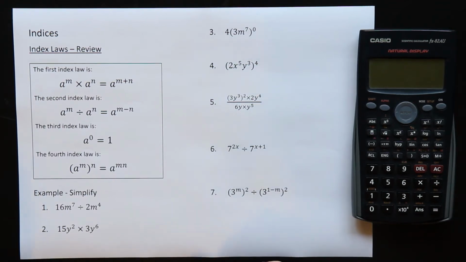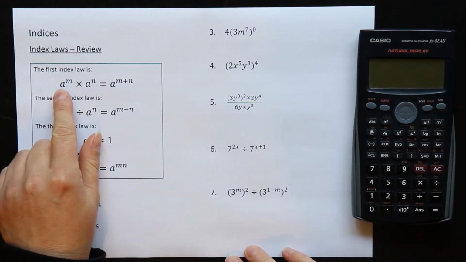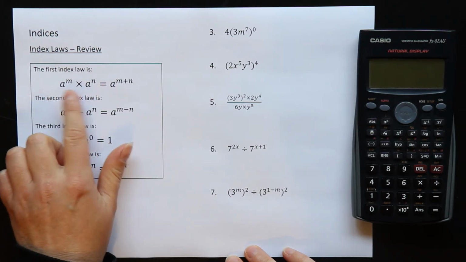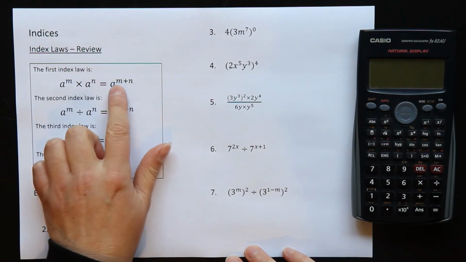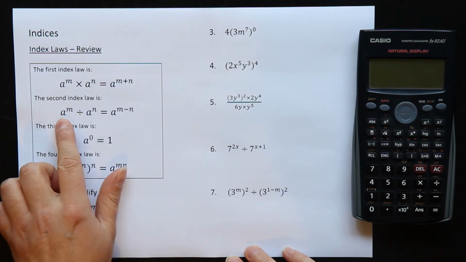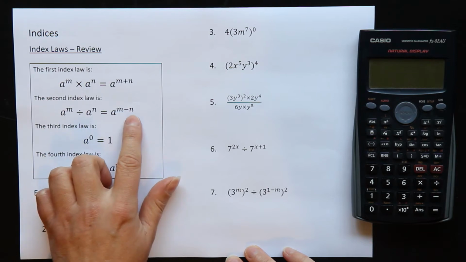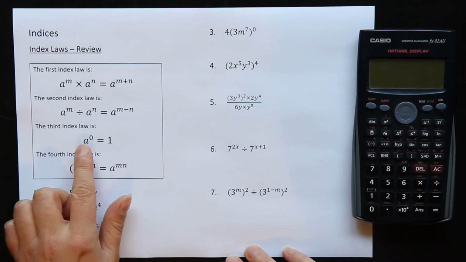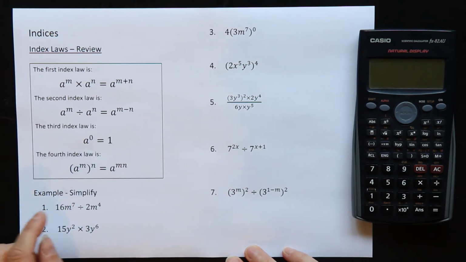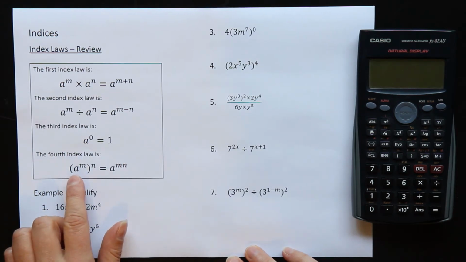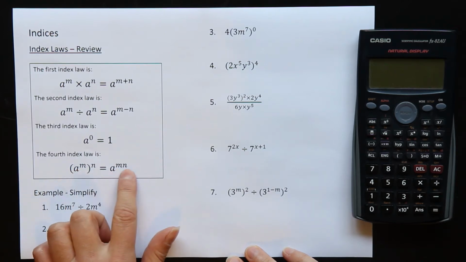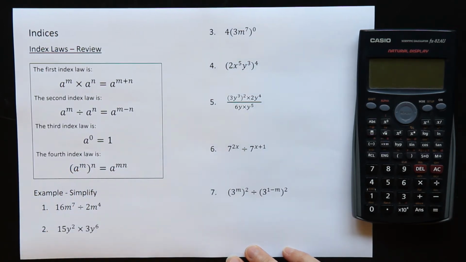So just to recap, the first index law: if we have terms that are multiplied together that have the same bases, we can add the powers together. If we have terms with the same bases that are divided, we subtract the powers. If we have something to the power of 0, it is always equal to 1. And if we have something to a power, in brackets to another power, then you times the powers together.